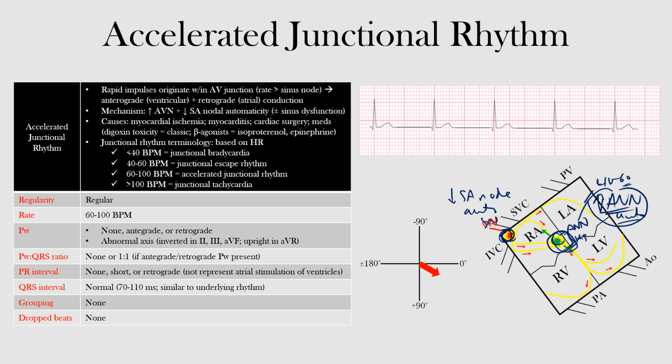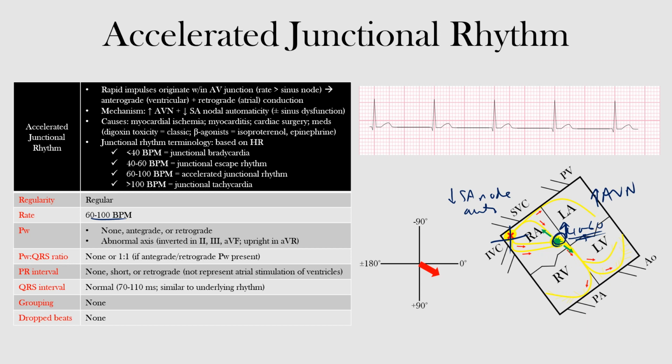Okay, so again, we're saying that the rate of the AV node is normally between 40 and 60 beats per minute. Now imagine that the sinus node is impaired, and then you also have an increase in AV nodal automaticity. So this, which normally has a rate between 40 and 60, will be above that, and may get into our range of 60 to 100 beats per minute. And that's what we'll see here.